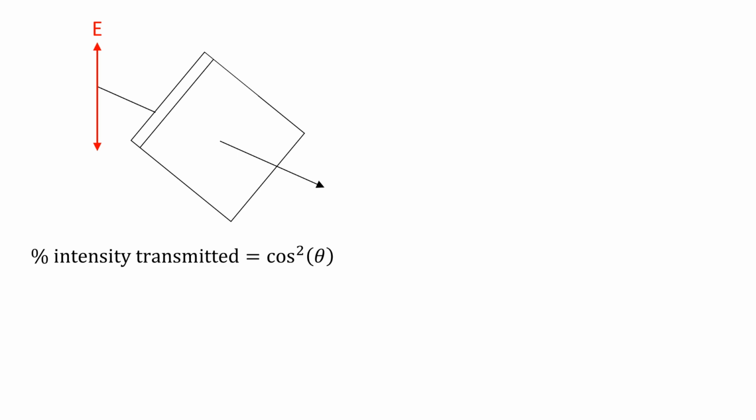We can use Malus's law, and we'll use this form in particular. Remember that to find the percent transmitted, we use the cosine squared of theta. And in this case, the angle is 45.